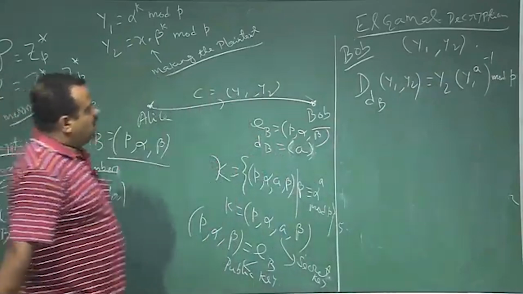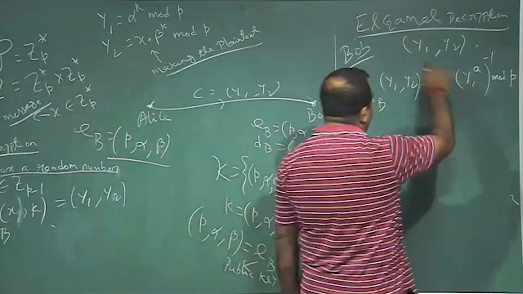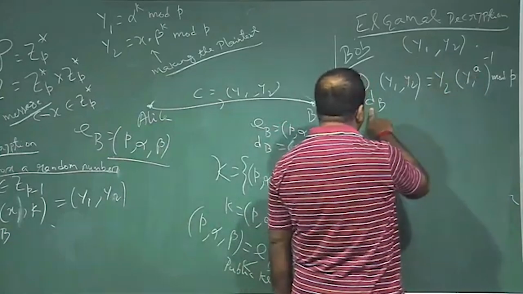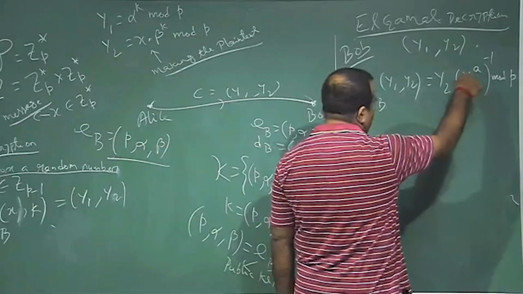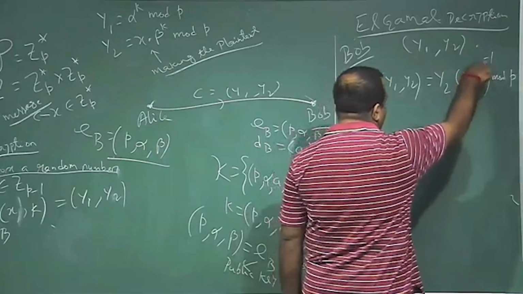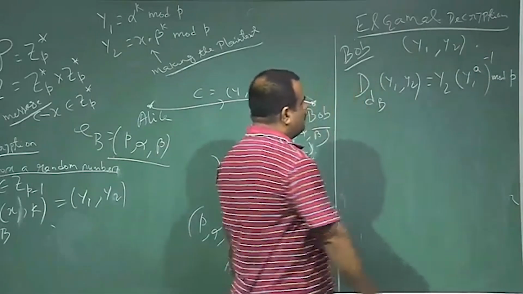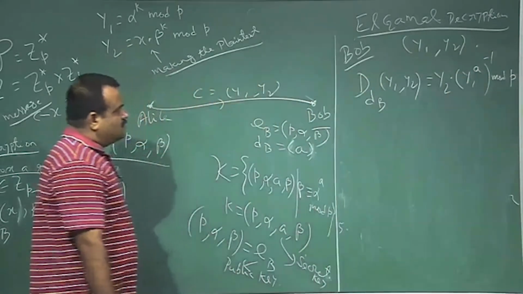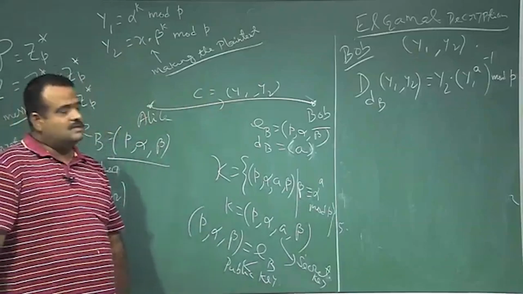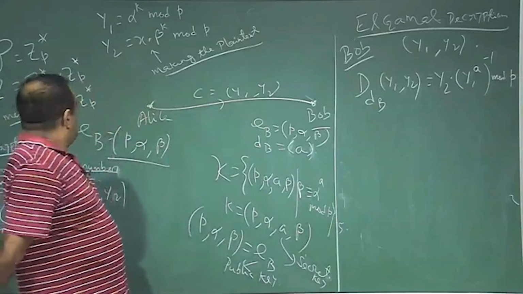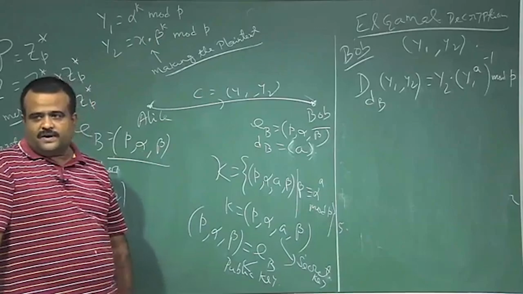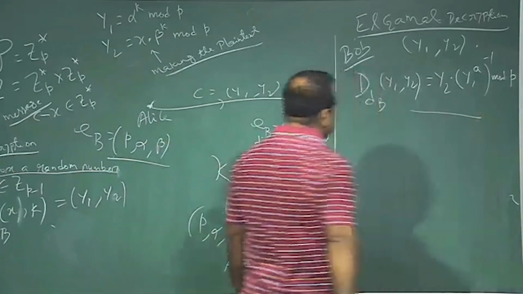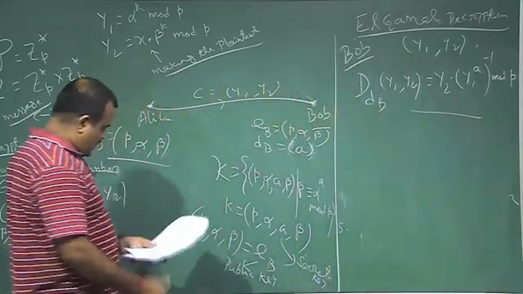So Bob will simply compute y1 to the power a, where a is the secret key of Bob. Then Bob will get the inverse, multiply this with y2 and take the mod p, and this is supposed to give us the message x back. So we have to verify that. What is the guarantee this will give us x?